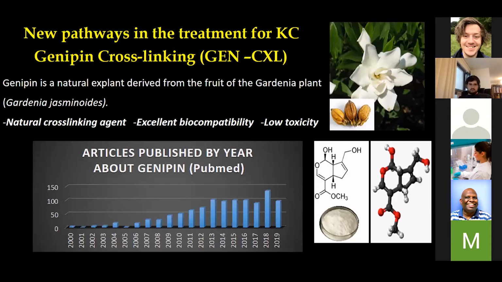So one of these is genipin. As I mentioned, it's a natural extract derived from the plant Gardenia, and owing to its excellent biocompatibility and low toxicity, it has established captivating potential in different research areas, including biomedicine and bioengineering. For example, in the graph here, these are the number of papers published by year associated with genipin. I hope you can appreciate that this is an emerging field, especially in the last years.